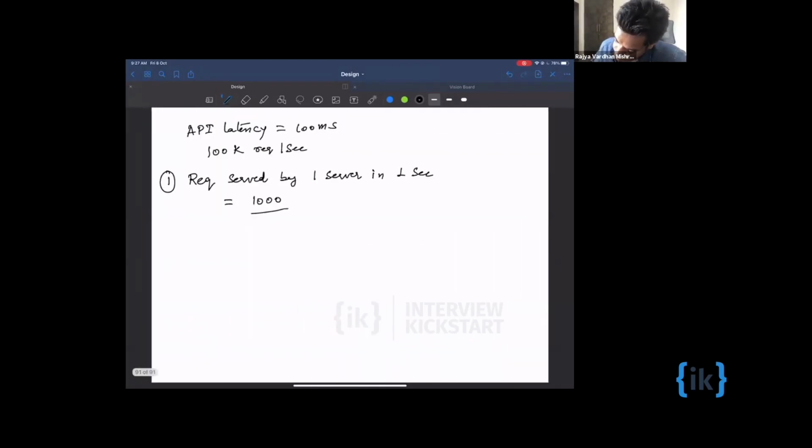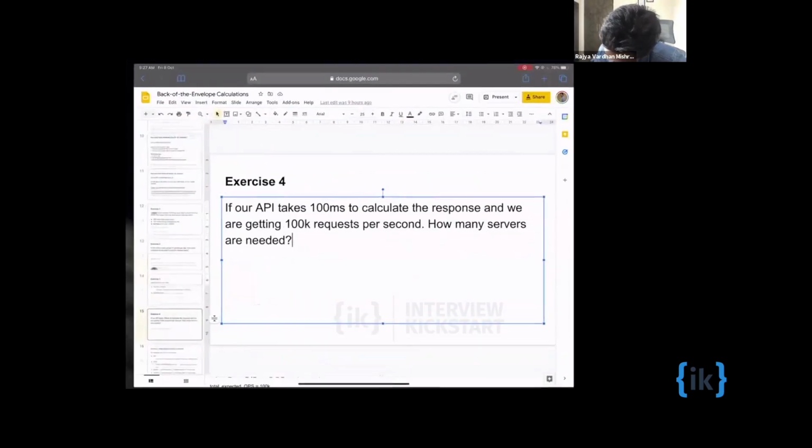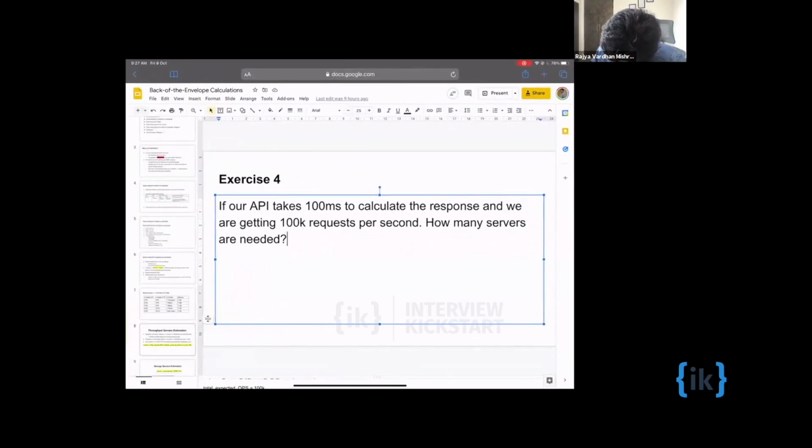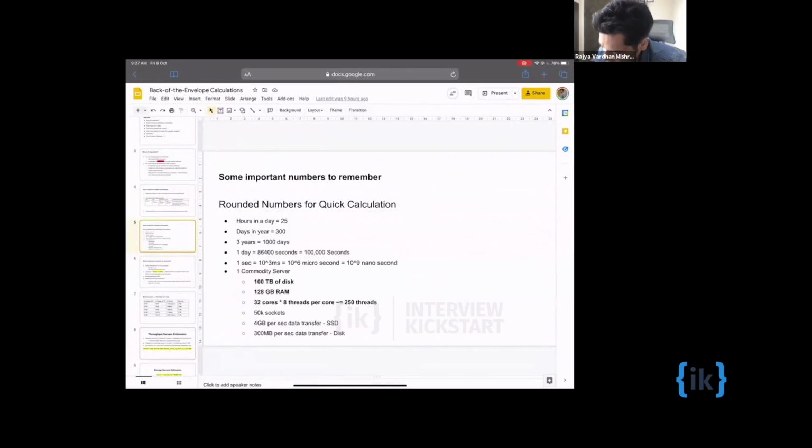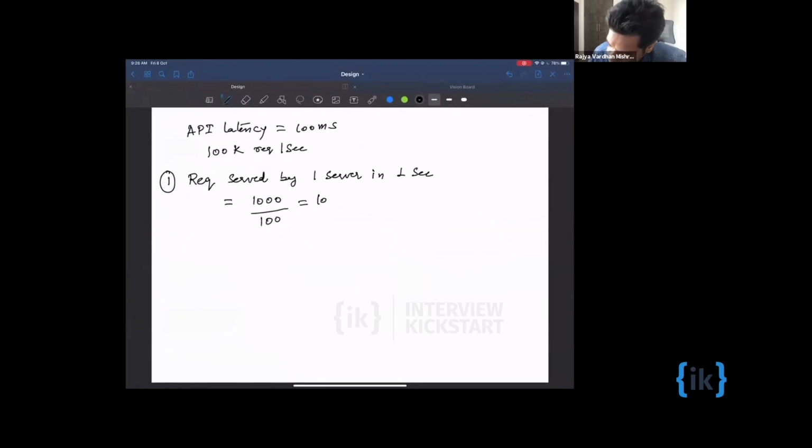So in our case also, 1000 by 100, so 10 requests, but by one thread. And we have seen in the numbers to remember that we can say there are 250 threads. So we multiply it by 250, which means 2500 requests per second can be served by one server.